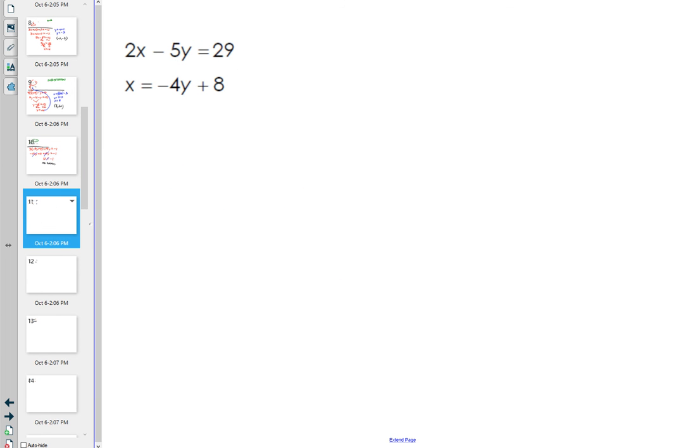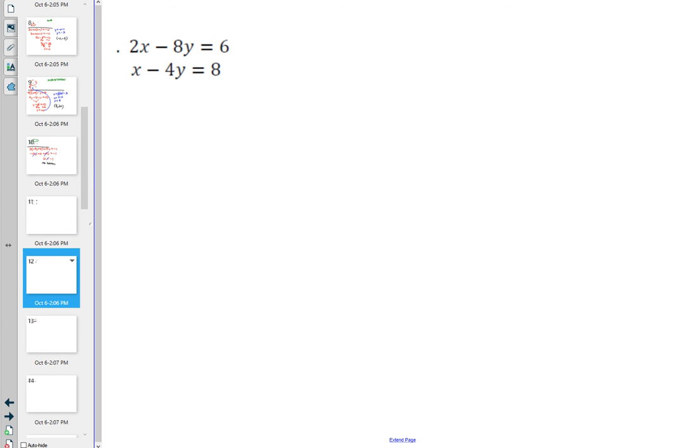Alright, how about the next one? Actually, no, let's skip that one. Let's do this one. So skip one and then let's go to this one. 2x minus 8y.